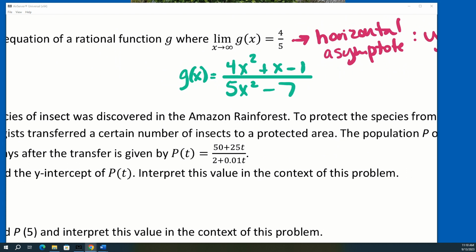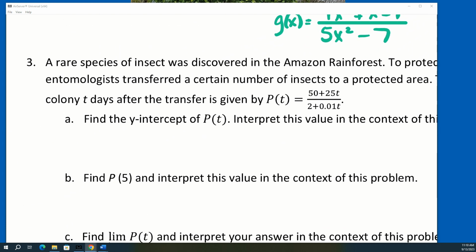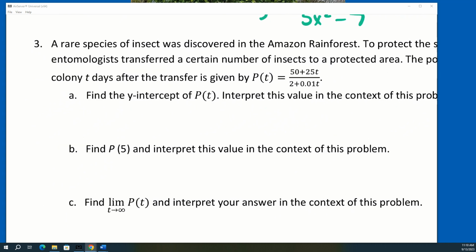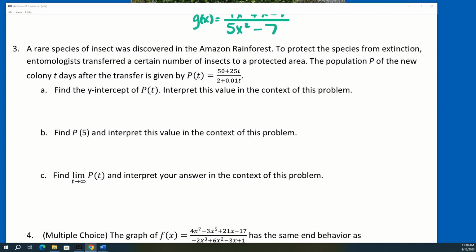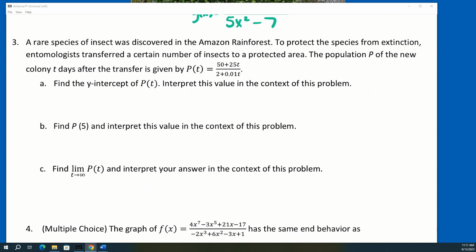All right, and then population increasing and stuff, especially with animals or insects in this case, is a really common rational function application. So a rare species of insects was discovered in the Amazon rainforest. To protect the species from extinction, entomologists transferred a certain number of insects to a protected area. The population P of the new colony T days after the transfer is given by this function. And so A asks us to find the y-intercepts. Now, we didn't talk about y-intercepts today, but we have talked about them before.